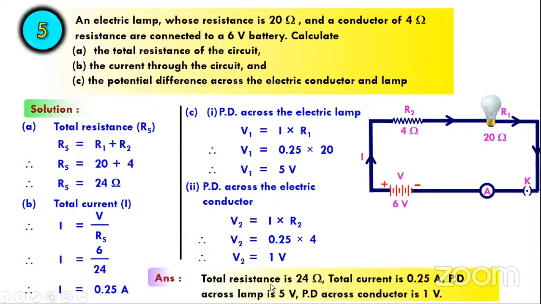So here you can see the total resistance is 24 ohms. The total current is 0.25 amps, the potential difference across the lamp is 5 volts, and the potential difference across the conductor is 1 volt. So these type of questions you will get for 5 marks, 1, 2, 2, like that. Or they will add one more bit here to give it for 4 marks also: 1, 1, and this is 2. For case-based questions also, there is a chance to get this type of question.